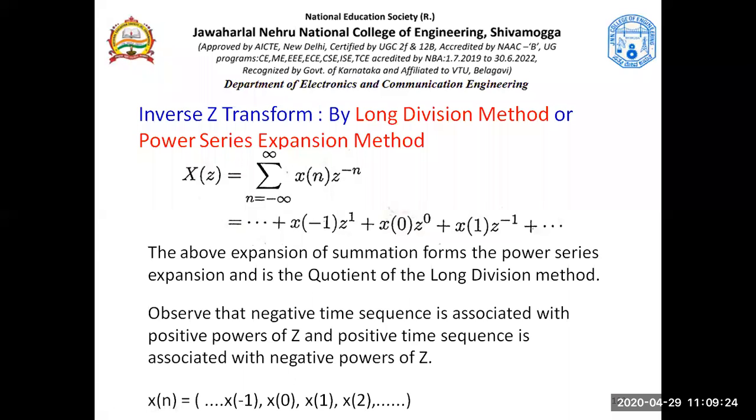In the earlier method, what was happening? We used to use the partial fraction expansion method to bring it to the standard form, then apply the inverse z transform. But here it is different. This is quite simple compared to that method. We shall see how it is simple. Now, using the long division method or power series expansion method, find the inverse Z transform of the following. The first problem under that is this.